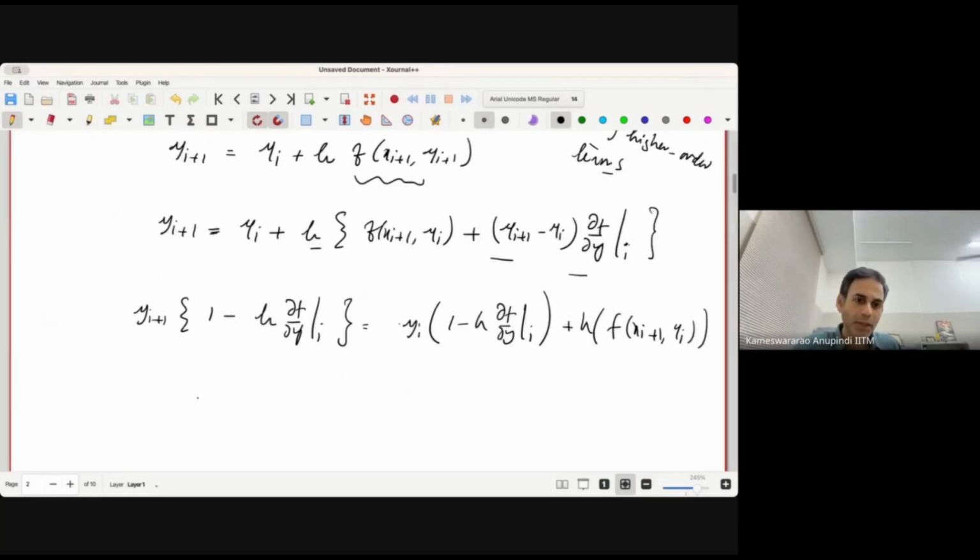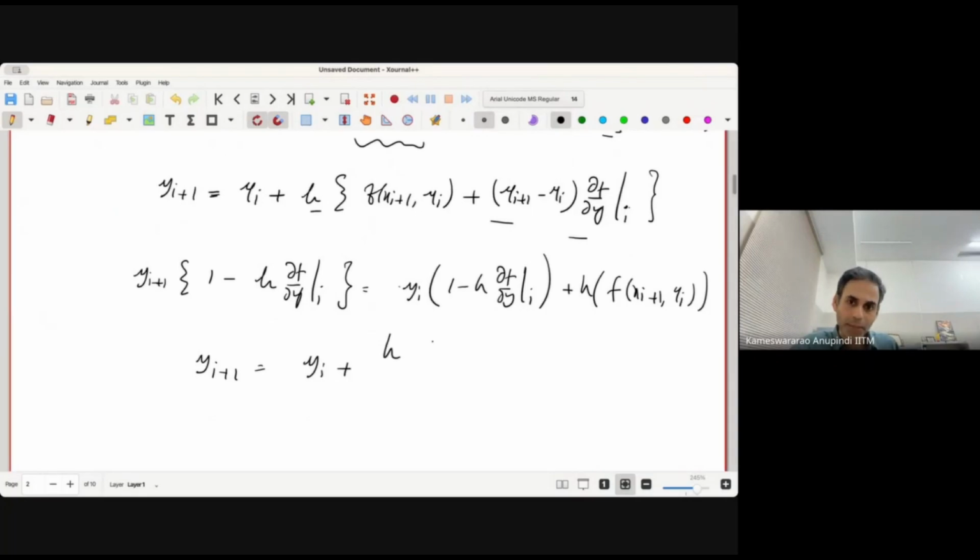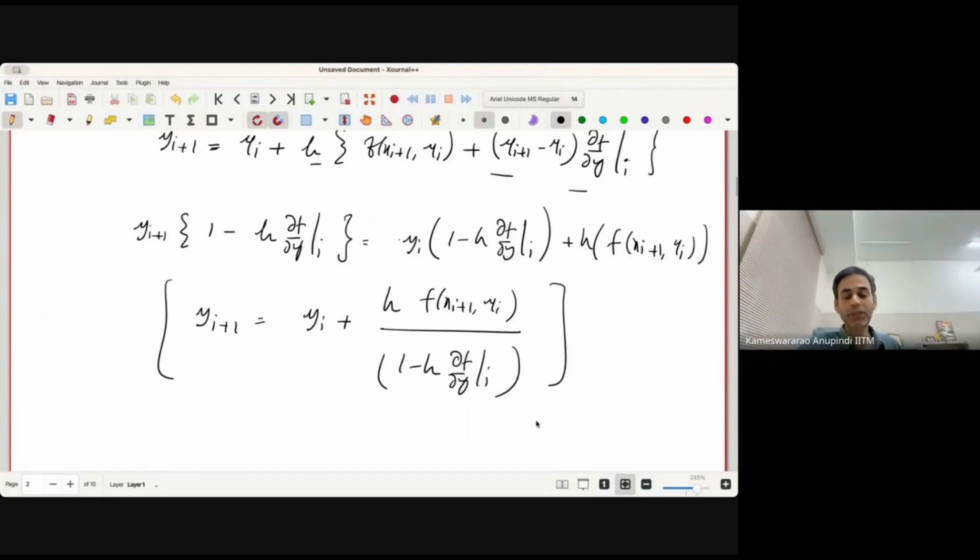That's what I have. That means I can calculate yi plus 1 equals yi plus h times f of xi plus 1, yi divided by 1 minus h times partial f by partial y at i. Okay, so that is the expression I have, which is basically a linearized form of the implicit Euler method. So that is the implicit linearized form of the implicit Euler method.